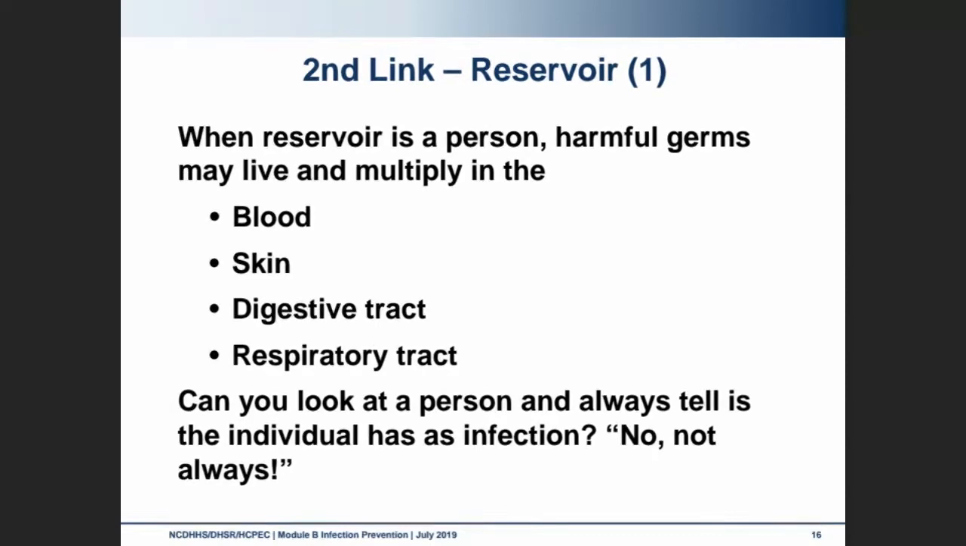The second link in the chain is the reservoir. The reservoir is basically a home for germs. It's where the germs live, grow, and multiply or increase in number. When a reservoir is a person, the harmful germ can live in a few different places. Germs can live in our blood, on our skin, in our digestive tract, in our respiratory tract, like our throat and our lungs, for example.